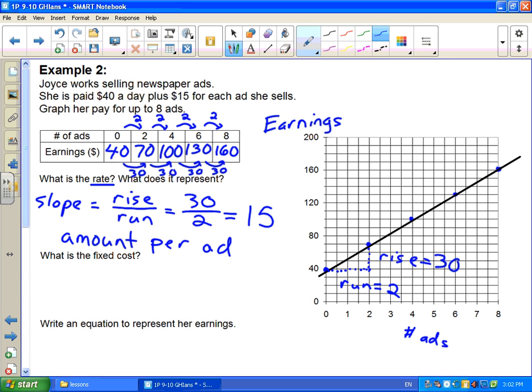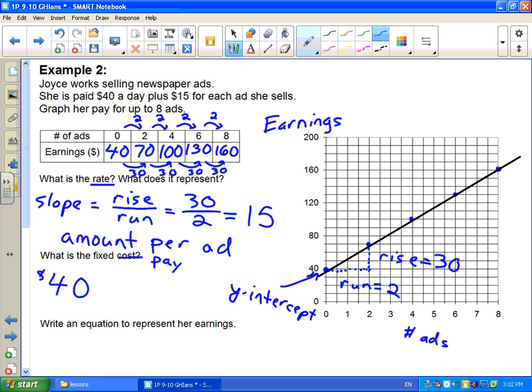Next question here, what is the fixed cost? Well, it's not really a cost this time. It's more of a fixed pay. What is the number that represents how much she gets paid no matter how many ads she sells? 40. That's that $40. Okay? And in terms of our graph, the $40 is right here. It's our y-intercept.